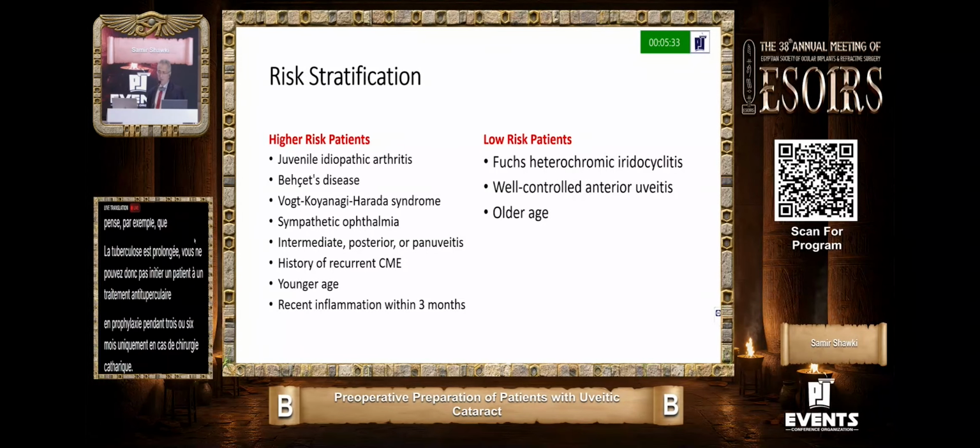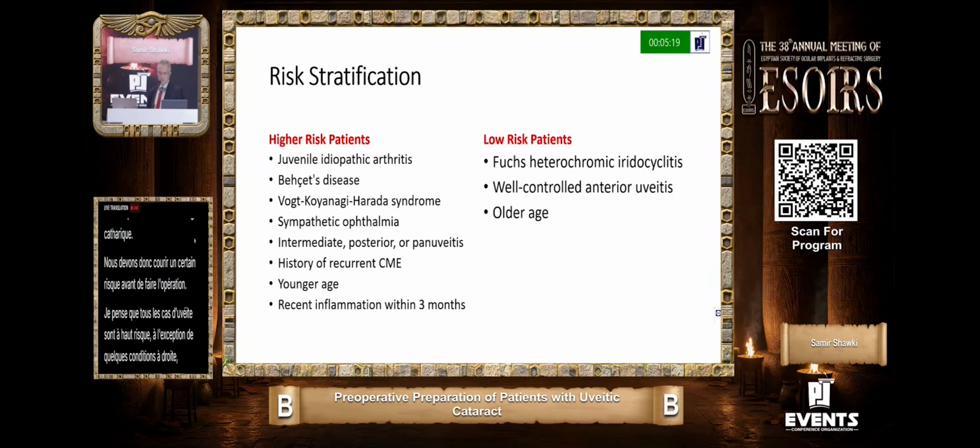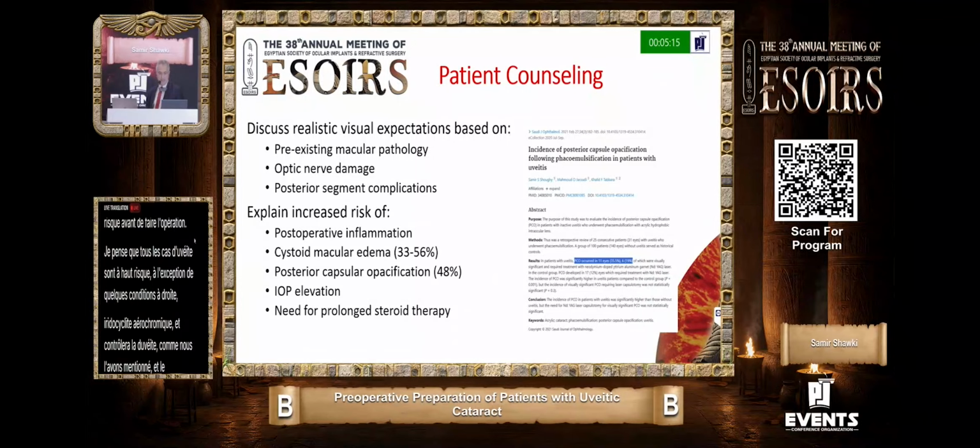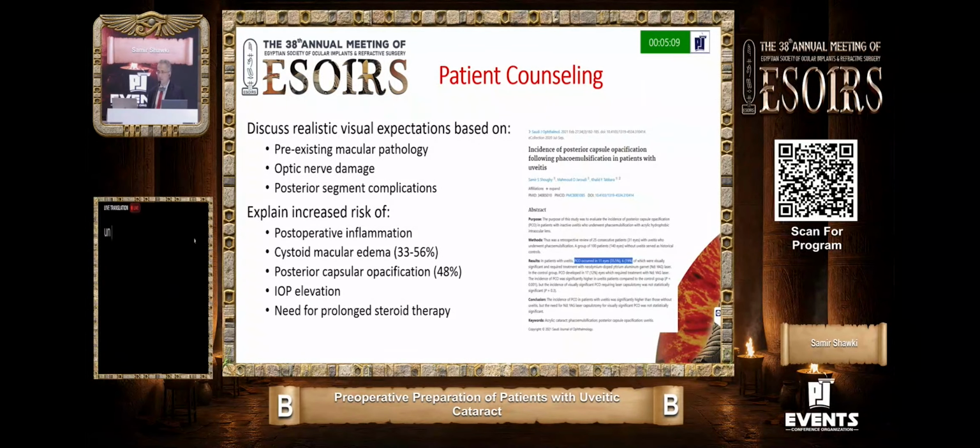So before doing the surgery we have to do some risk stratification. I think all the uveitis cases are high risk, except for a few conditions, which are Fuchs heterochromic iridocyclitis, well-controlled uveitis, as we mentioned, and older age. And we also have to discuss realistic expectations with the patient.